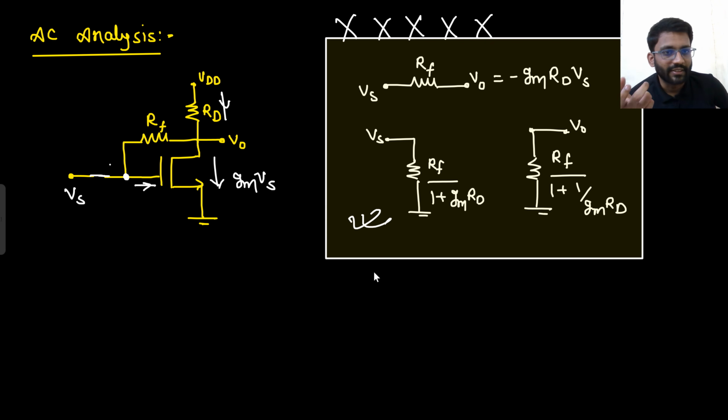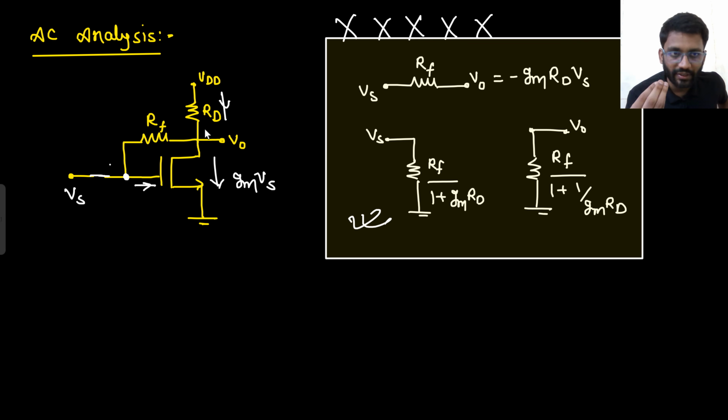When RF is too large. So whenever you are applying Miller's theorem, you need to make sure that the RF you have connected has a very large impedance. If this impedance is very large, then what will happen? The gmVs current will completely flow through RD, because if RF is very large, it will not drive any current. The complete current will flow through RD. So this is the catch when we are applying Miller's theorem, and every time we ignore it.